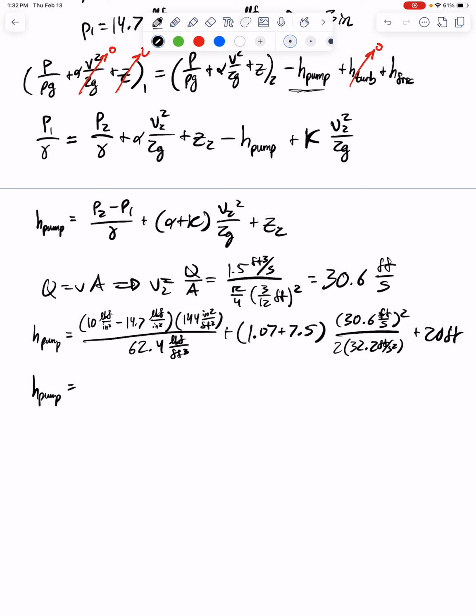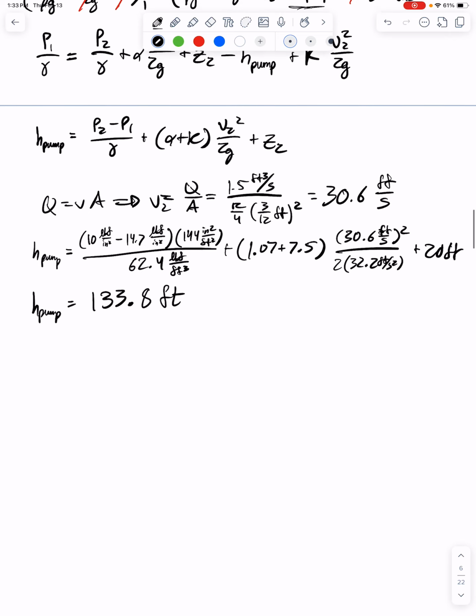Okay, so I get 133.8 feet. If I represent the pressure of the pump using fluid column height, it would be 133.8 feet. So now we want to find the power that the pump should provide, or sorry, the power required to move the fluid from the reservoir to the machine. Here's how we're going to do that.